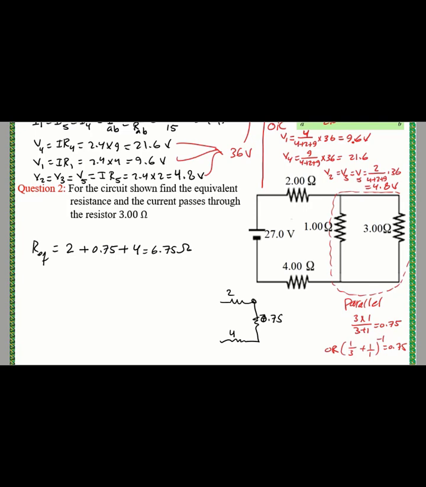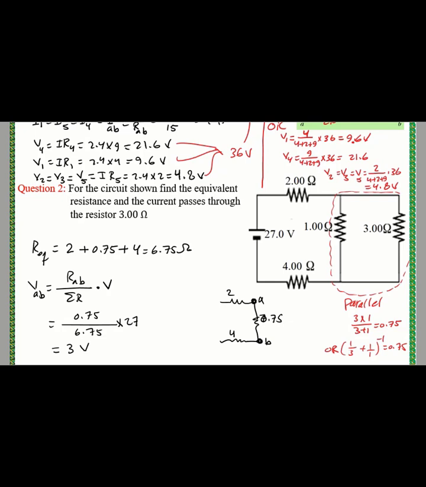First, let's find the voltage here. Let us name this A and this B. Voltage AB equals the resistance between AB over the total resistance times the total V. The resistance between A and B is 0.75. Total resistance is 6.75, times the total voltage, which is 27. So 0.75 multiplied by 27 over 6.75 is 3.